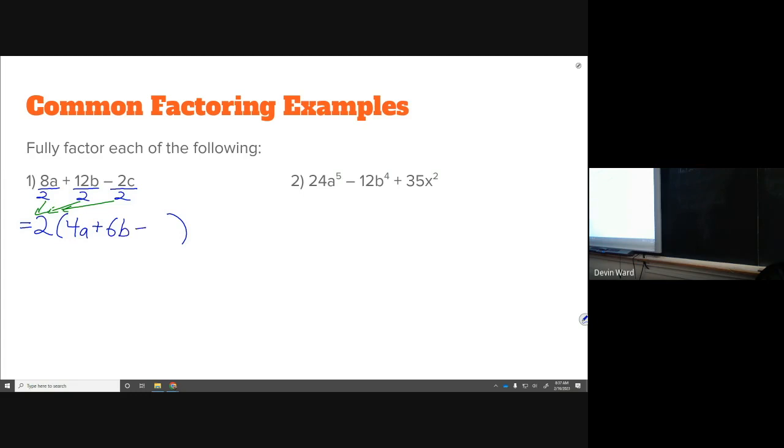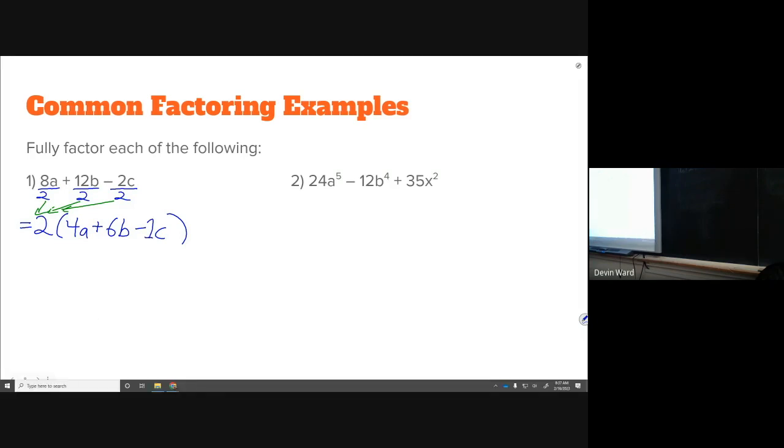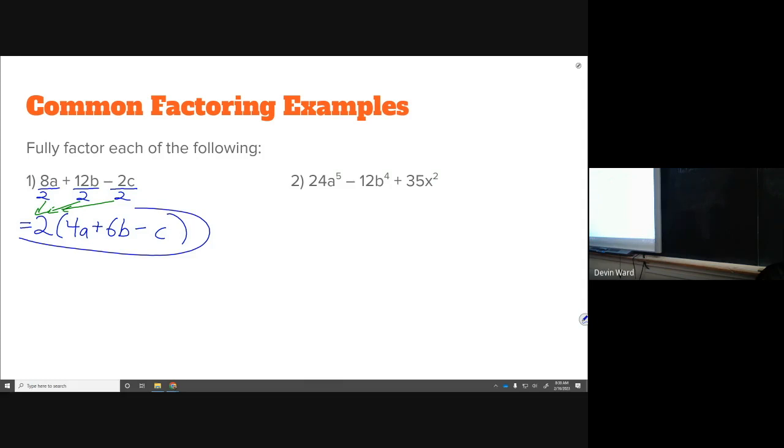Then minus c. Perfect. Minus just c by itself. Technically, it would be 1c, but whenever there's a 1 in front of a variable, we don't need that 1. So it'll just be c by itself. And then this is our final answer.